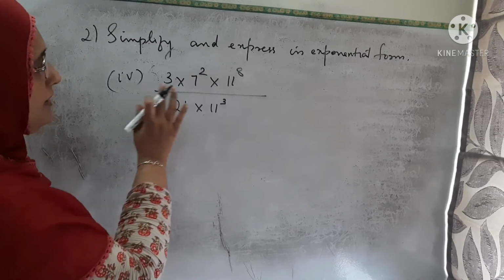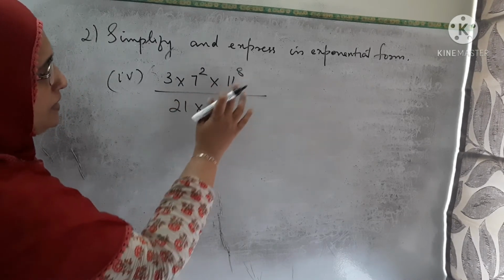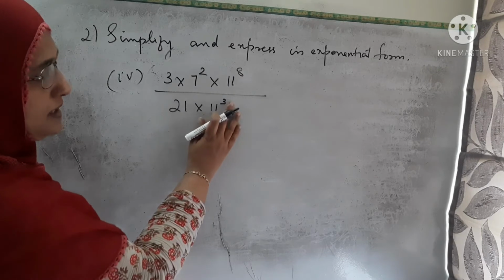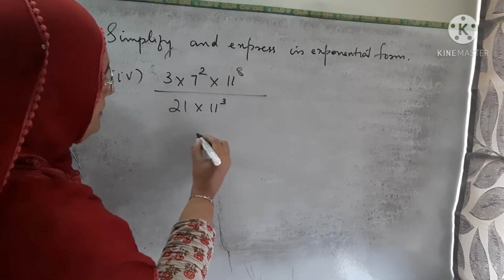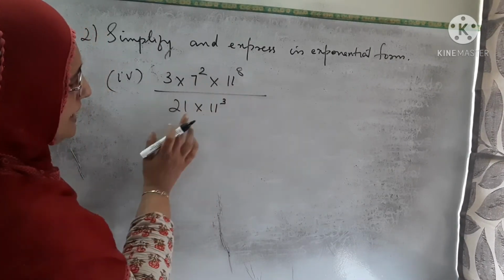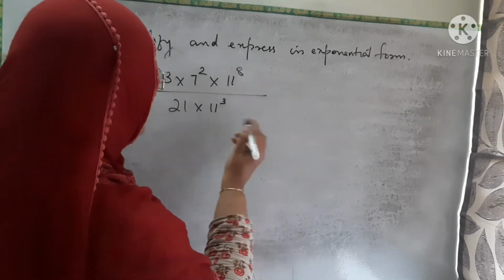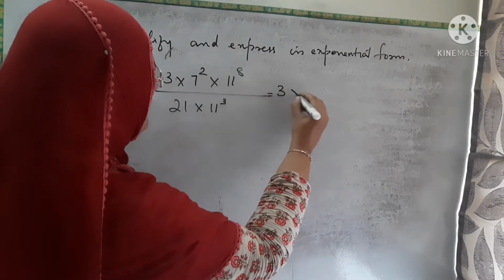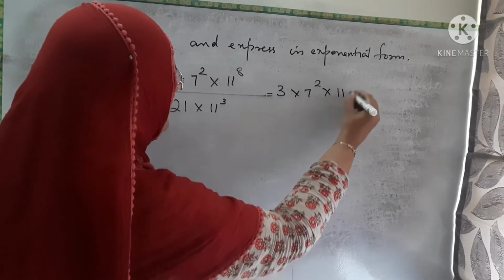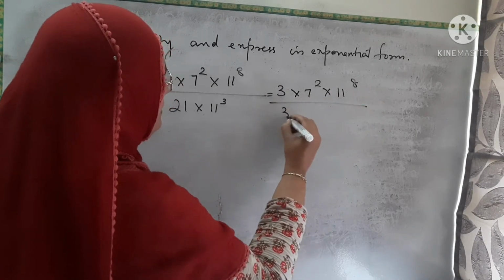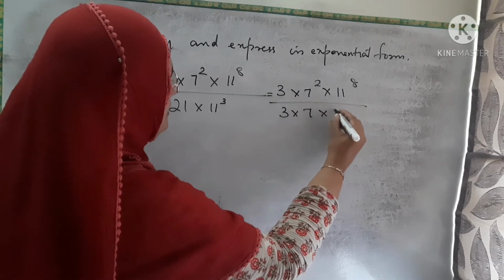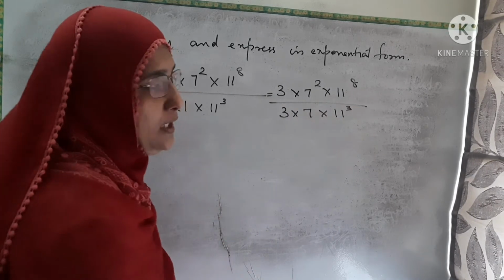Now fourth one, 3 into 7 square into 11 raised to 8 divided by 21 into 11 raised to 3. So what will you do here? I think 21 you can split. It is not a power of any number, but you can write it as 3 into 7. So 3 into 7 square into 11 raised to 8 by 21, you can write as 3 into 7 into 11 raised to 3.